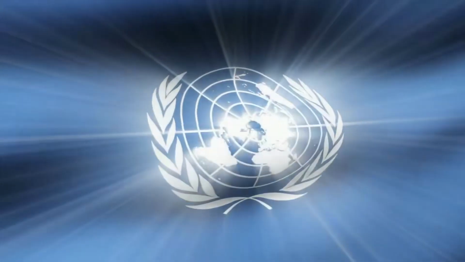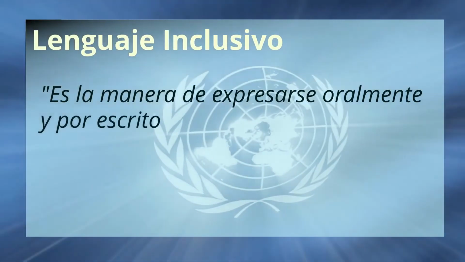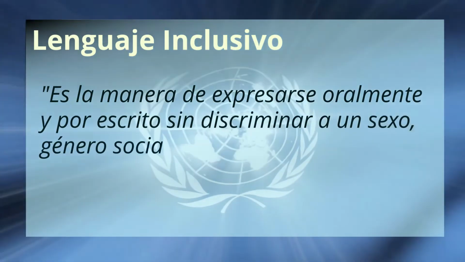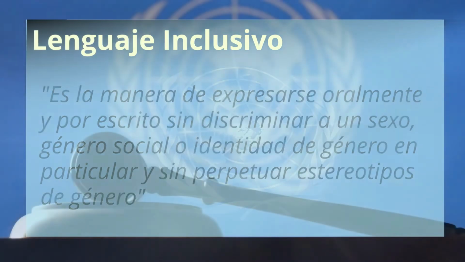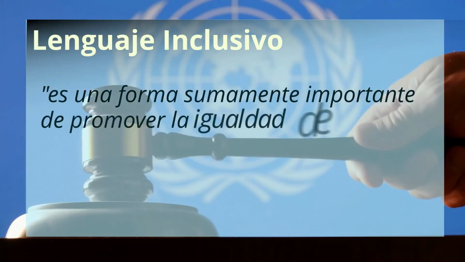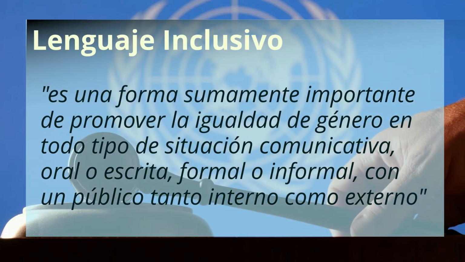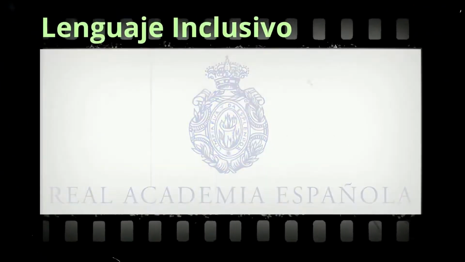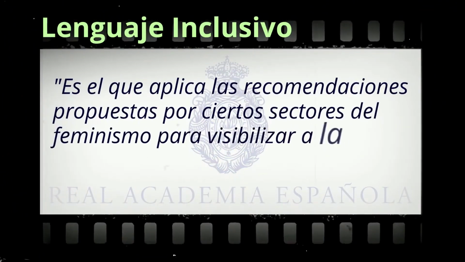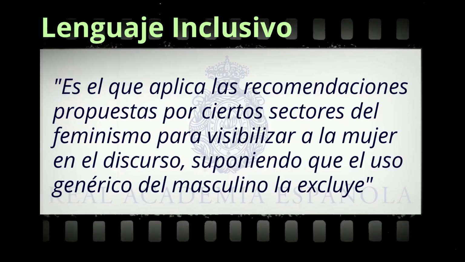The United Nations defines in its guidelines for coexistence that inclusive language is the way of expressing oneself both orally and in writing, without discriminating against any particular sex, social gender, or gender identity, and without perpetuating gender stereotypes. And it maintains that using this type of language is an extremely important way to promote gender equality in all types of communicative situations, whether oral or written, formal or informal, with both internal and external audiences. For the Royal Spanish Academy, inclusive language is the one that applies the recommendations proposed by certain sectors of feminism to make women visible in discourse, assuming that the generic use of the masculine excludes them.